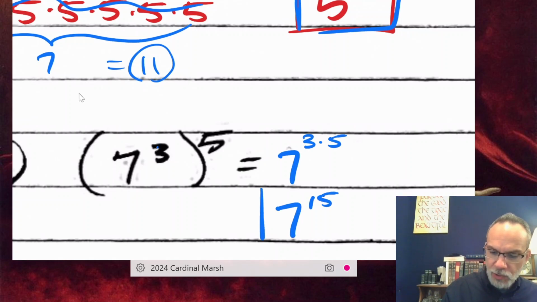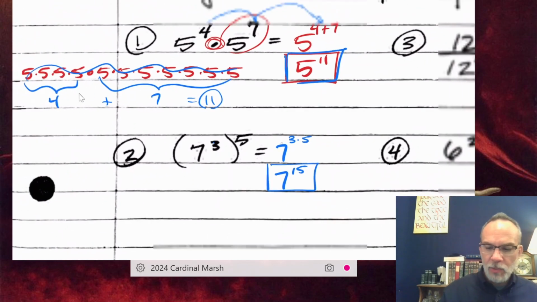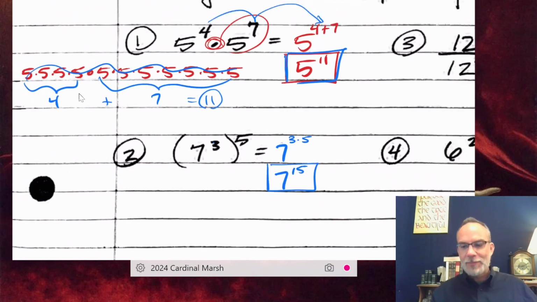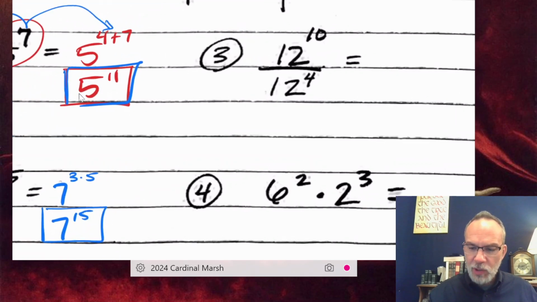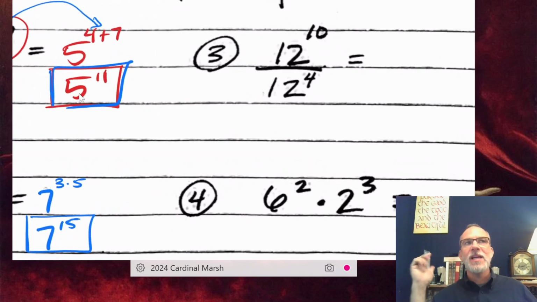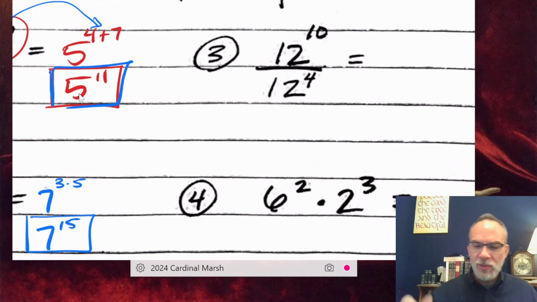Now, if you wanted to, you could write it all out longhand, like I did there on number 1, but you shouldn't have to. Just multiply them. Number 3, 12 to the 10th divided by 12 to the 4th. Are the bases the same? Yes. So what do you do with the exponents when you divide bases?